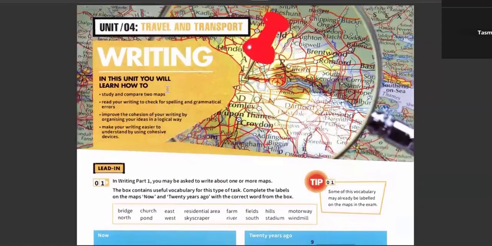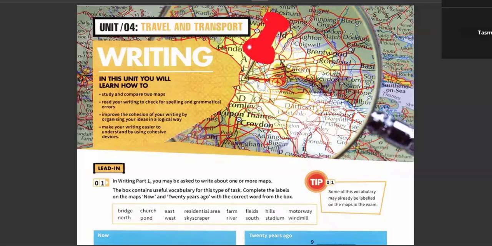So for that, let's see what we will be learning from this unit. We will learn how to study and compare two maps, and then we will learn how to read your writing to check for spelling and grammatical errors, because spelling errors and grammatical errors are very important. When the examiner checks, he actually looks for grammatical and spelling errors and cuts the marks there the most.